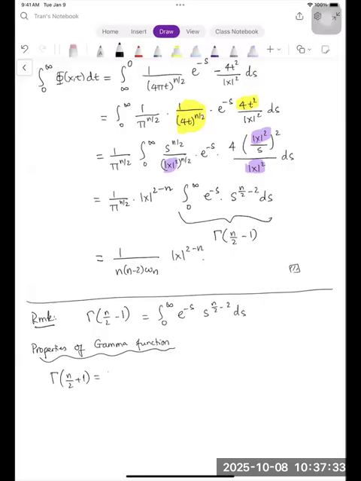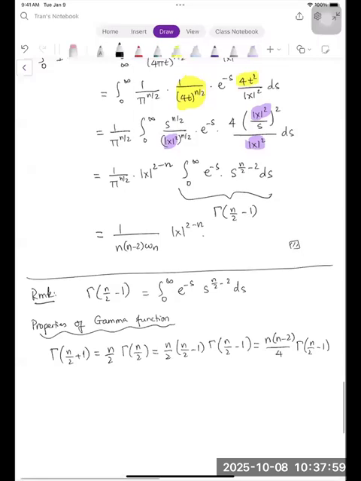This would equal n over 2 times gamma of n over 2, and equals n over 2 times n over 2 minus 1 times gamma of n over 2 minus 1. Okay, it's just a recursive formula. And if we compute, this is n times n minus 2 over 4 times gamma of n over 2 minus 1.